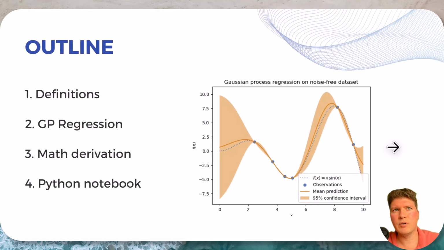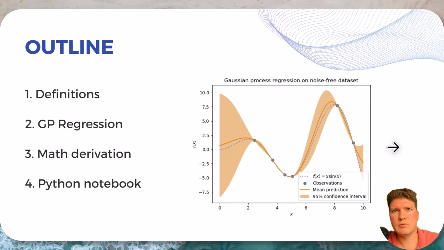Let's start off with a quick overview of random processes. We'll then define Gaussian random process mathematically and derive GP regression algorithm from first principles. We'll conclude with from scratch implementation of Gaussian process regression in Python.